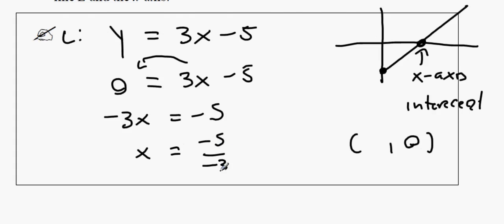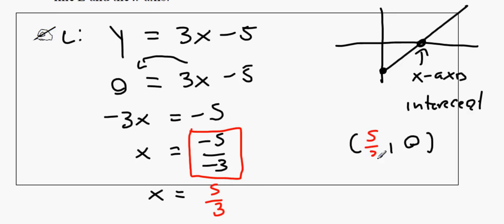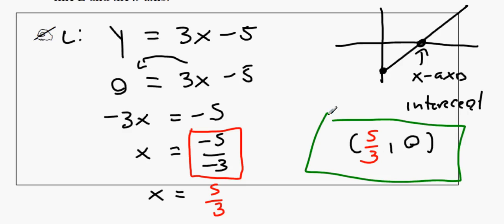Put that into your calculator. So basically enter what's in the red box into the calculator. And what you're going to get is 5 over 3. So the answer is going to be (5 over 3, 0). So what's in the green box is the answer. Okay. Now, next question.